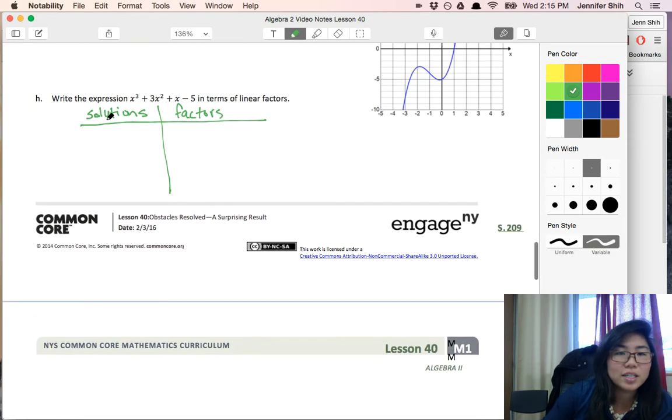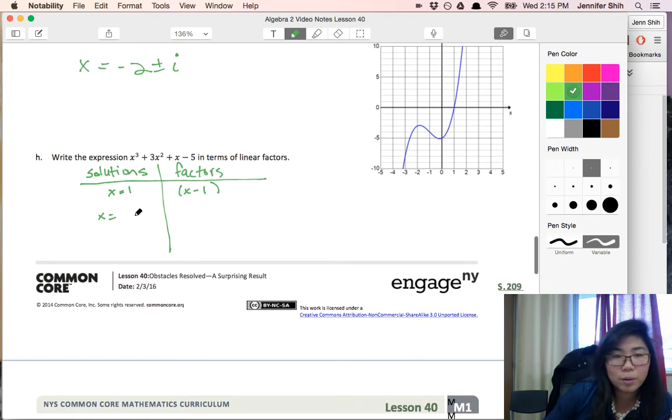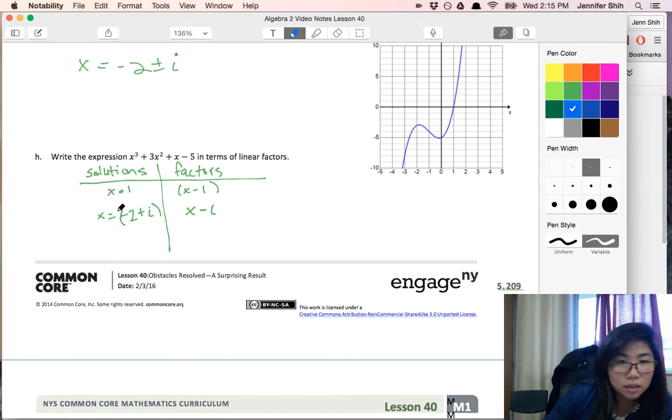So we already said for this expression, x is equal to 1 is a solution, which means the factor is x minus 1. Easy. Now I'm going to use our solutions from our previous part, and we have negative 2 plus i. So that means our factor is x minus everything inside here, negative 2 plus i.